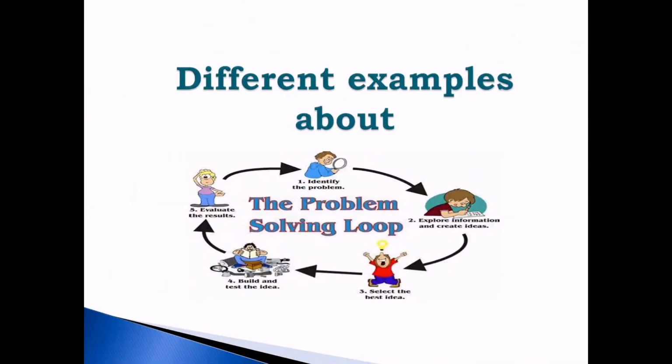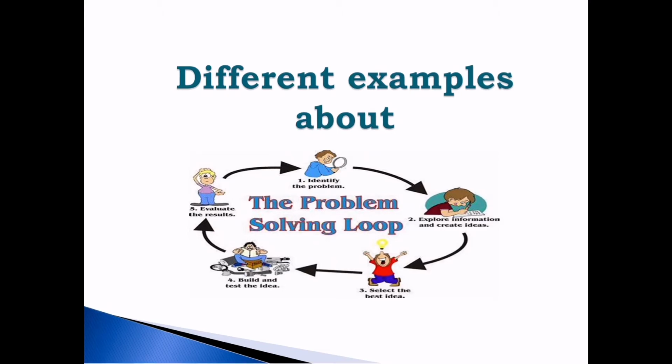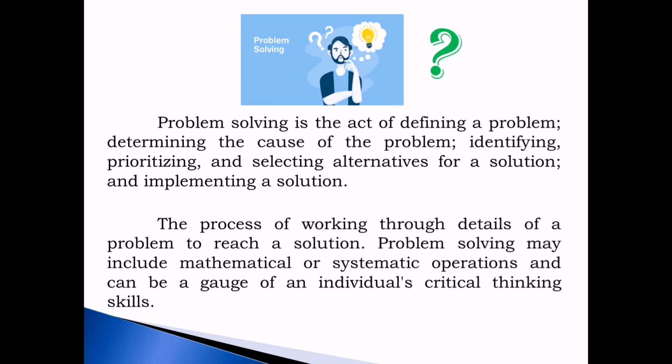Today we're going to discuss the different examples in problem solving. What is problem solving? Problem solving is the act of defining a problem and later implementing a solution. Let us put it this way. I have two points, point A and point B. Point A is the problem. Point B is the solution. In between these two points is what we call problem solving. So, problem solving is the process of working through the details of a problem to reach a solution.